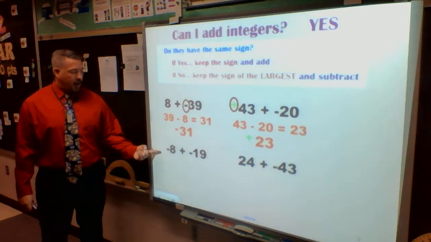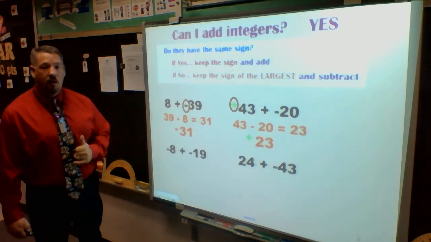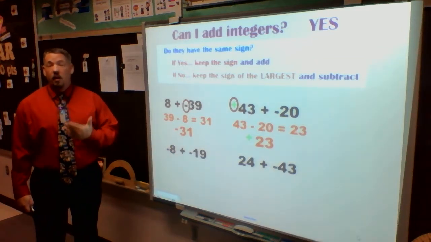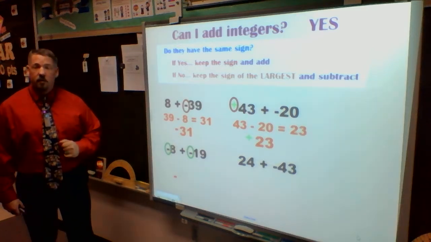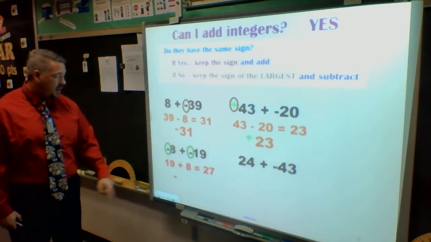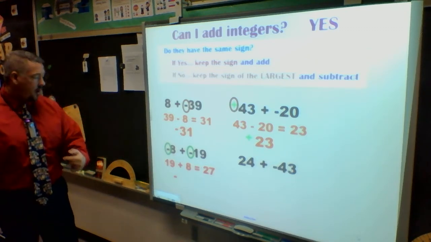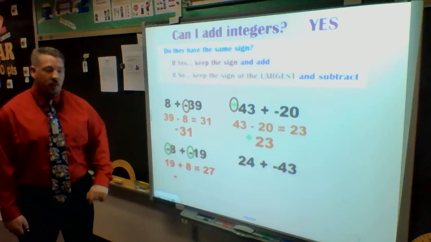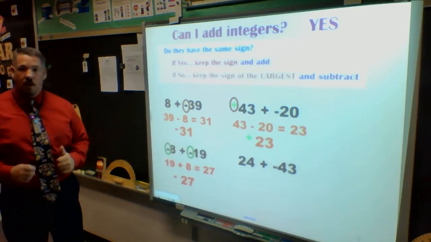On the third one, I have negative 8 plus negative 19. Can I add integers? Yes, I can. Do I have the same sign? Yes, I do, so I'm going to keep it. So I know that my answer is going to be a negative. I'm going to add those two together then. 8 plus 19, I write down that I'm doing that math, show the problem so I can get credit. 19 plus 8 is 27, so I make sure that my answer shows that it's a negative 27.